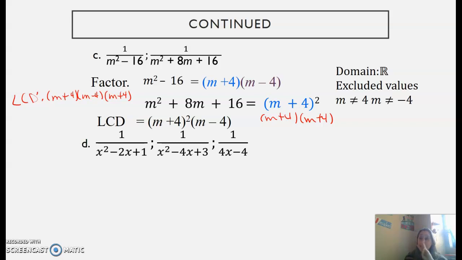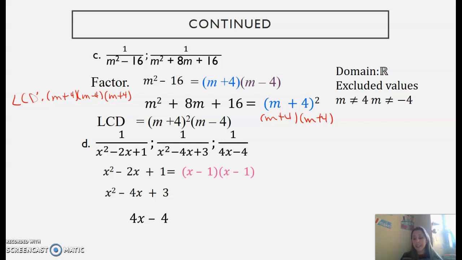All right, so here is one with 3 different ones that we're going to be comparing. I need to factor all of them. Well, if you did the warm-up, then you already did the first one. We factored the factors of 1 that add up to negative 2 are negative 1 and negative 1. So we're going to get x minus 1 and x minus 1.